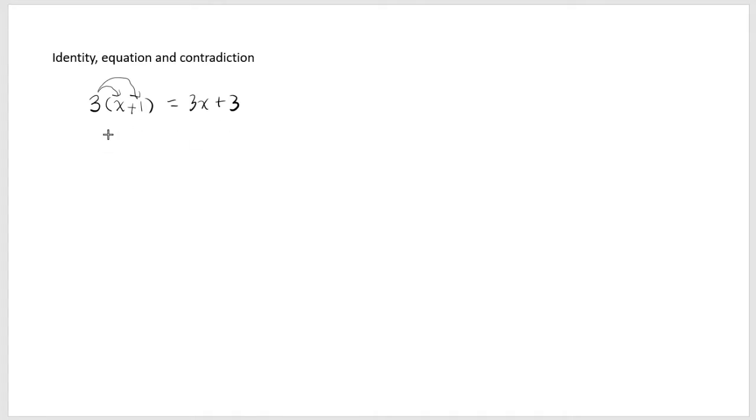So let me just give you an example. Let's say x is 3. 3 plus 1 gives you 4. 4 times 3 is 12, which is the same as 3 times 3 plus 3. So they both give you 12, right? Whether x is 3 or 10 or 1100, whatever, the left and right are always equal because you're using the distributive property to set them equal. In this case, we say this is an identity because it's true for all x values. Okay.